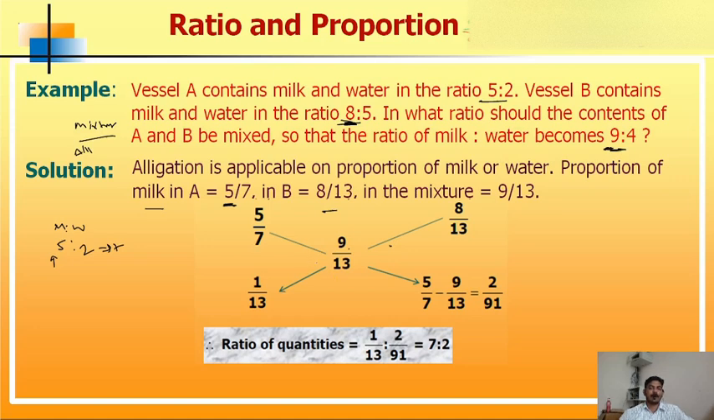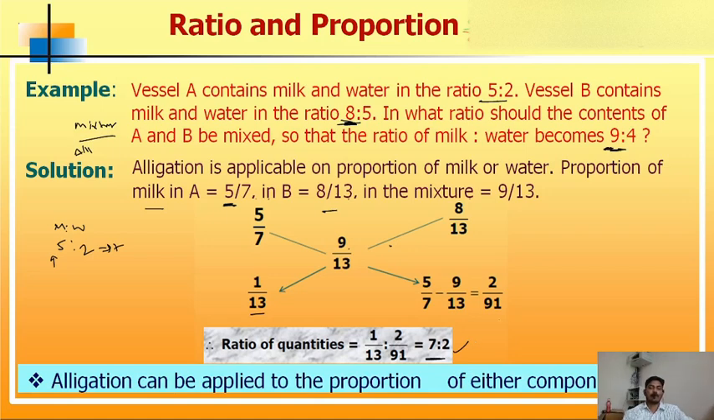If we rearrange the values here, 5 by 7 is higher when compared to 9 by 13. 5 by 7 minus 9 by 13 will give us 2 by 91. And 9 by 13 is greater when compared to 8 by 13, so we get 1 by 13. If we rearrange the values, we get the ratio as 1 by 13 to 2 by 91, and if we simplify this, we get the ratio as 7:2.